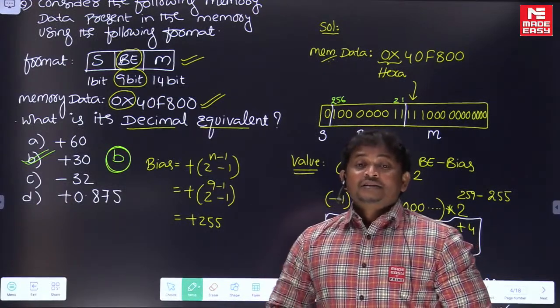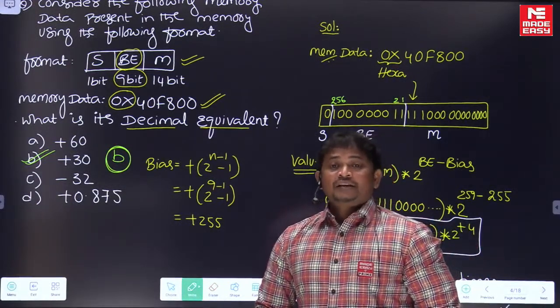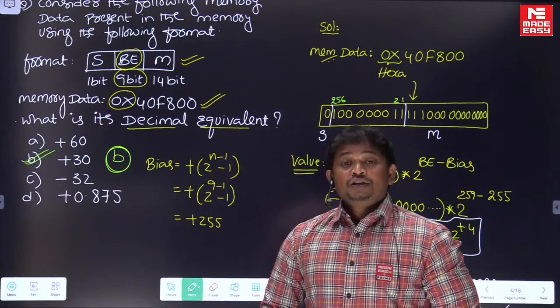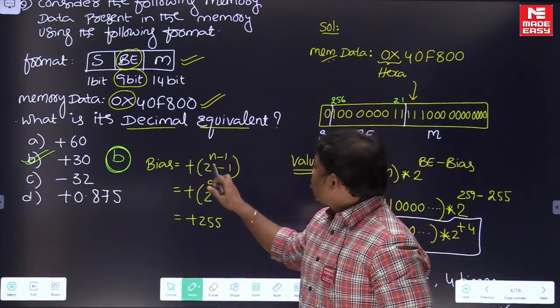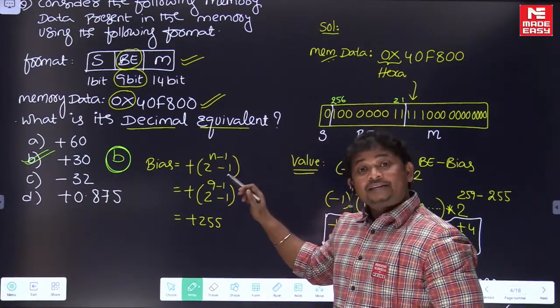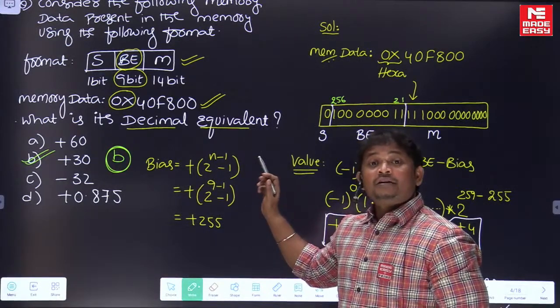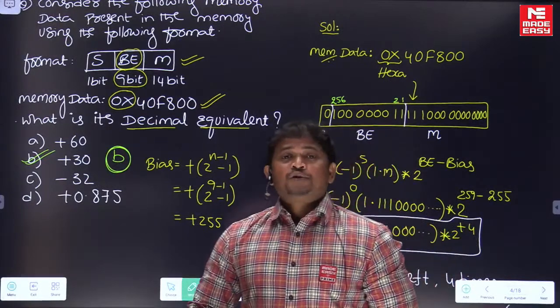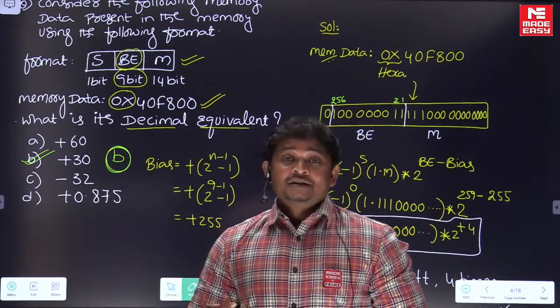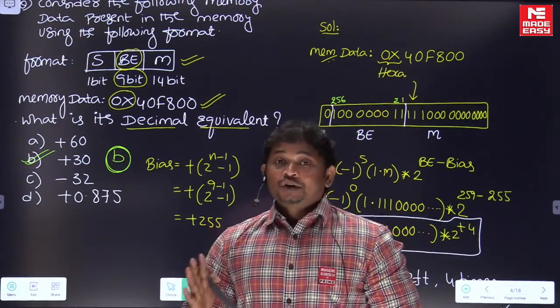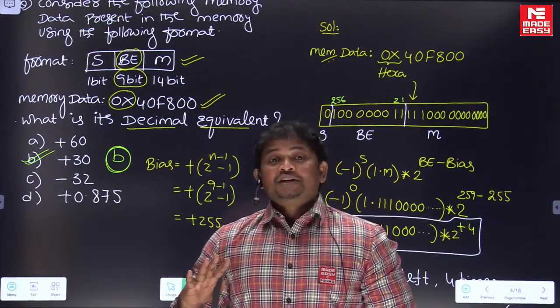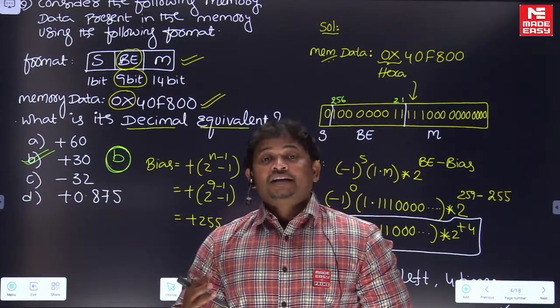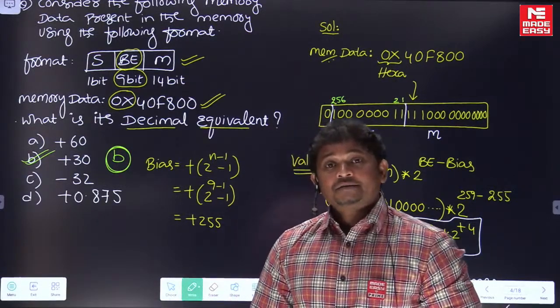Okay, in the previous question, they gave the excess bias. Excess bias means the center of the exponent range. So normal bias is plus 2 power n minus 1 minus 1. Excess bias is 2 power n divided by 2. Already you know the concept of normal bias and excess bias. So this is mentioned in the question itself. If nothing is mentioned explicitly, by default take the normal bias. Okay, Amrit? All right.